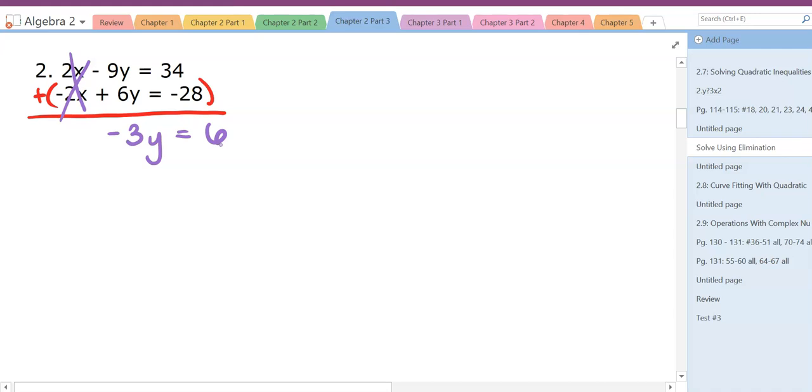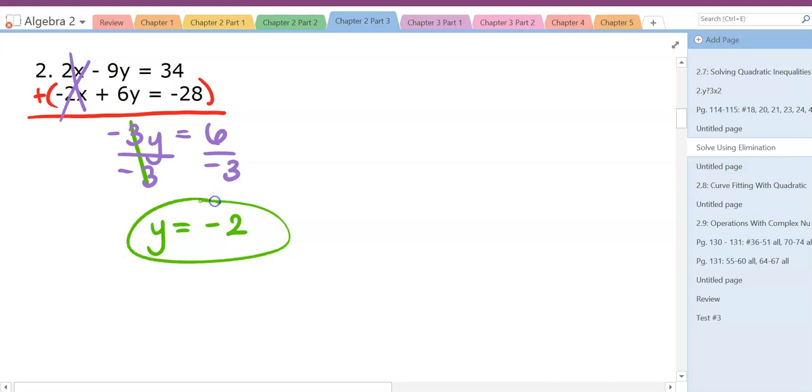Then to get y by itself, I need to divide both sides by negative 3. And so 6 divided by negative 3 is going to be negative 2. So there's your y. Then just like this last problem, I'm going to take this negative 2 and come back up here to one of those equations.